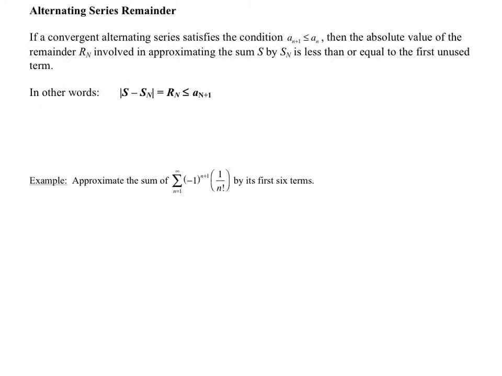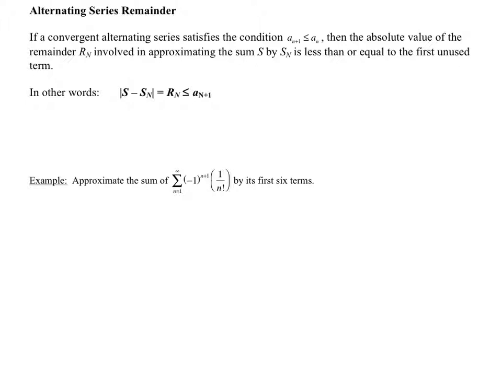The alternating series remainder is a way for us to approximate the sum of these alternating series when we can't actually calculate the sum themselves. It is really a statement of our error and lets us know how close we are to the actual sum, even though we can't calculate it.